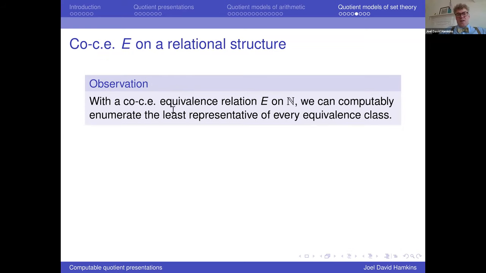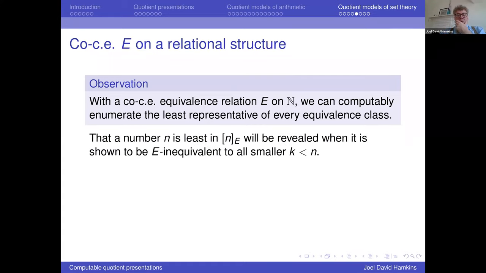There's a general observation to make about these co-CE quotients, namely, when you have a co-CE equivalence relation, it means you can recognize when things are different. If it's co-CE, you can get the answers for when things are not equal in the quotient. Therefore, you can tell when you have a number that isn't equivalent to any smaller number, and that's going to be the minimal element of its equivalence class. We can recognize that.